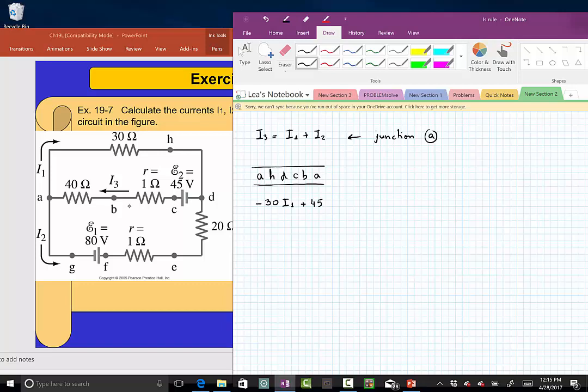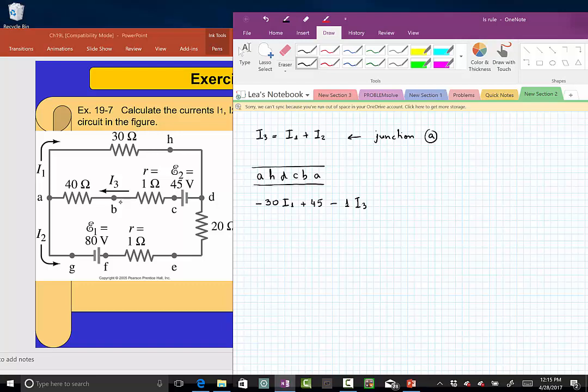As we go now from C to B, we are following the direction of the current I3. As we go from C to B, a drop in potential, so I'm going to write here minus R. This little resistance here is 1, so 1 multiplied by the current that I have now on this wire, which is I3.